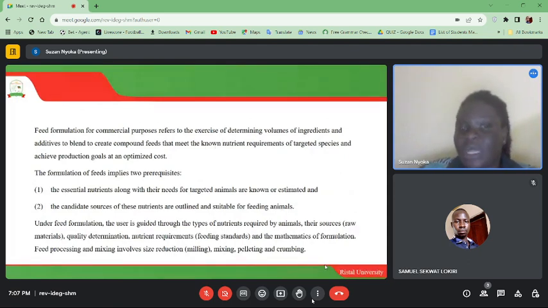And you need to know the nutrients, of course, needed for that particular animal before you start your feed formulation. And then you also need to know the source, maybe which plant, which crop, which grass has a high amount of that specific nutrient you need. In feed formulation, the user is guided through the types of nutrients required by animals, their sources, that's raw materials, quality determination, nutrient requirements, and the mathematics of formulation. Feed processing and mixing involves size reduction, that is milling, mixing, pelleting, and crumbing.